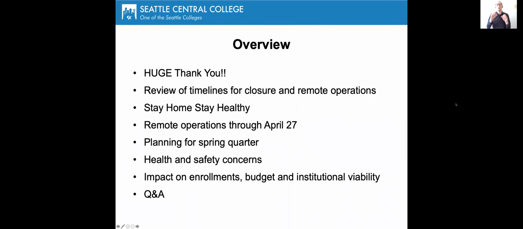Okay, so today what I want to do is do some shout outs. I want to review where we are in terms of all of these closures and remote operations, given all of the different proclamations and orders that have happened. I want to talk a little bit specifically about the governor's stay home, stay healthy order, give some clarity to our remote operations through April 27th, share some of what we're planning for spring quarter, talk about our health and safety concerns, and then the impact on enrollments, budget, and institutional viability to the extent, and then do questions and answers. Next slide.